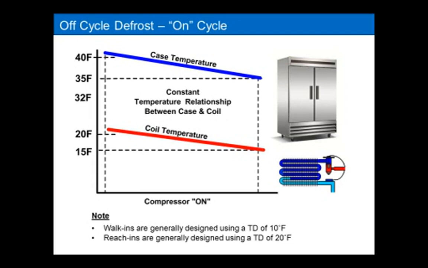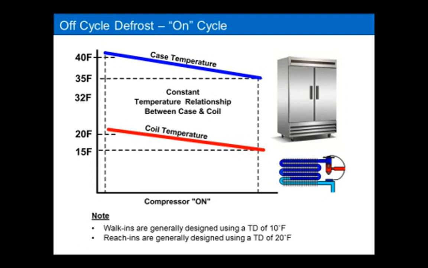Generally speaking, walk-in coolers or walk-in units will generally have a 10-degree temperature difference between coil temperature and case temperature. So if my coil is at 25 degrees, if everything is working right, my case temperature, or my return air temperature, will be around 35 degrees. On reach-ins, they use a slightly different relationship. On a reach-in system, we're looking at about a 20-degree TD. So on our medium temperature reach-in cooler, we're looking at a 20-degree difference in temperature between coil temperature and case temperature.